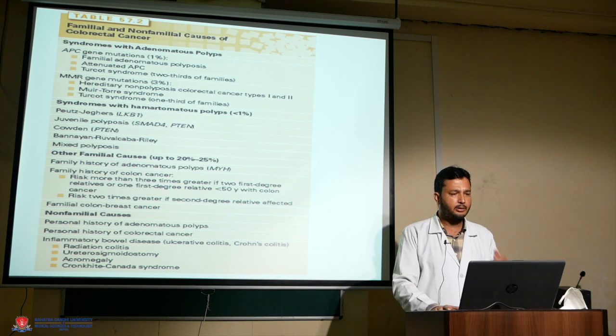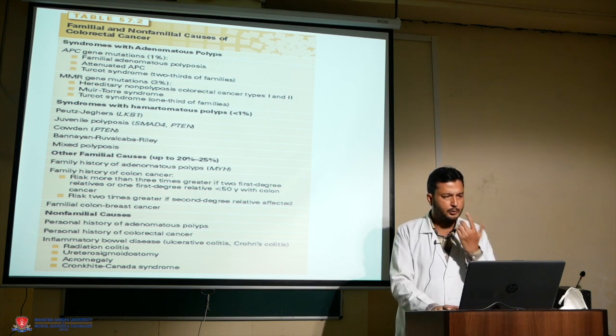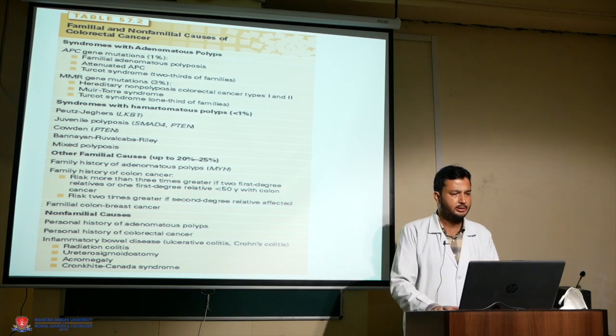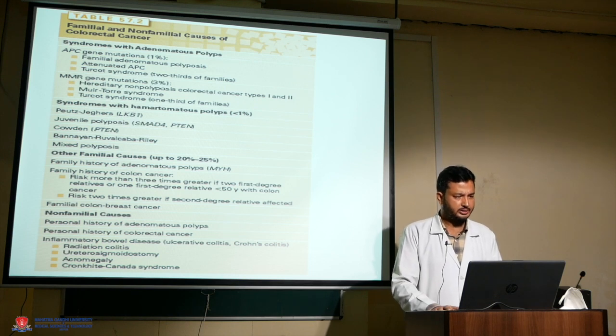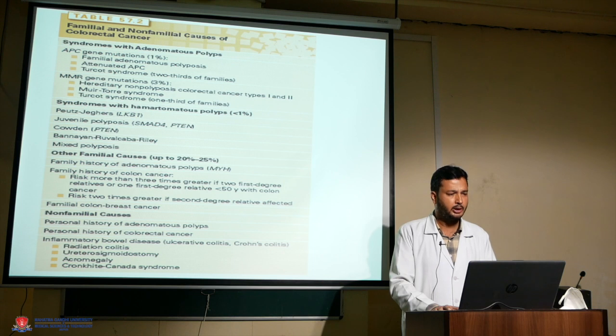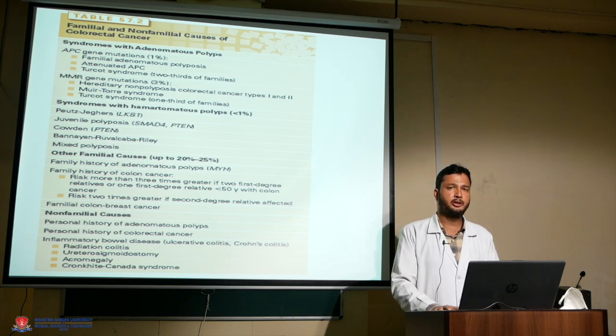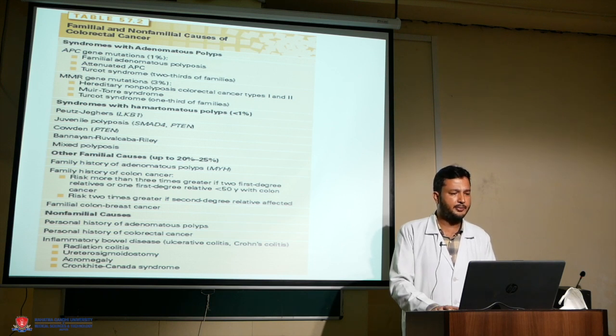So, familial and non-familial causes of colorectal cancer. If we talk about syndromes with adenomatous polyps, there is APC gene mutation in 1% of the population and MMR gene mutation in 3% of the population. Syndromes with hamartomatous polyps account for less than 1% of the population. Other familial causes account for up to 20 to 25% of colorectal cancer.